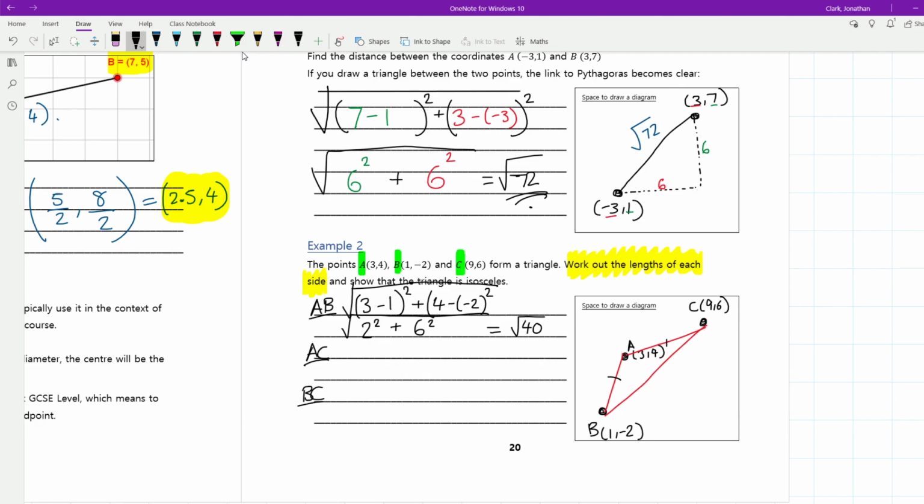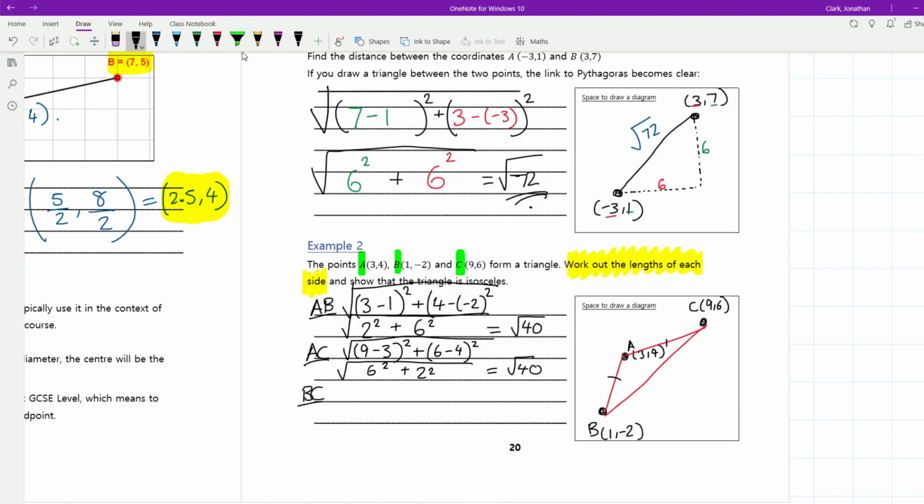Now, I'll do the same for AC and BC. I'm hoping that AC is going to be the same length as AB. I'm hoping to get a root 40 out. So let's find out. So AC is going to be 9 take away 3 for the x. It's going to be 6 take away 4 for the y. And yeah, I think that looks good actually, because we've got a change of 6 there, and a change of 2 there. That's going to be root 40.